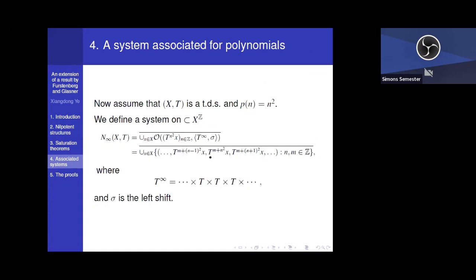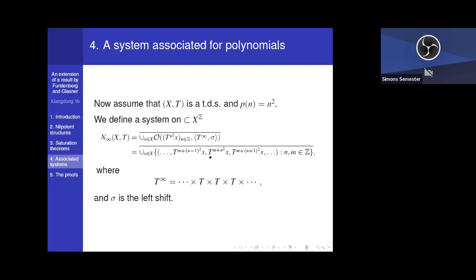Now, let (X,T) be a topological dynamical system. We have a very simple case: one polynomial, n squared. So we can define a system from X × Z like this. Here we have two transformations. One is T_∞, the product. Another one is σ, the shift.